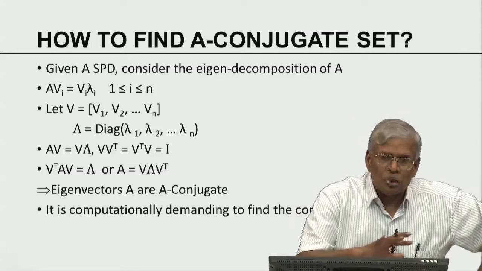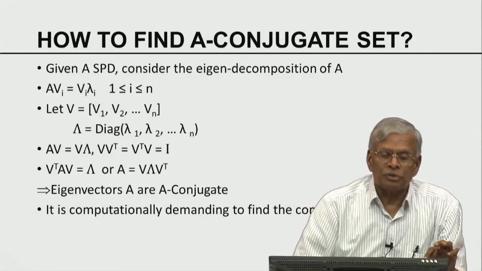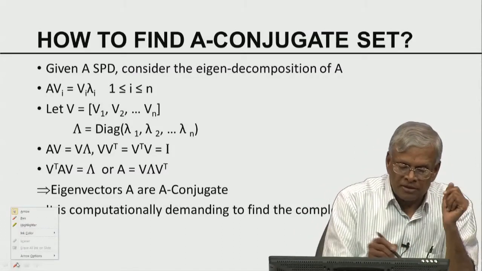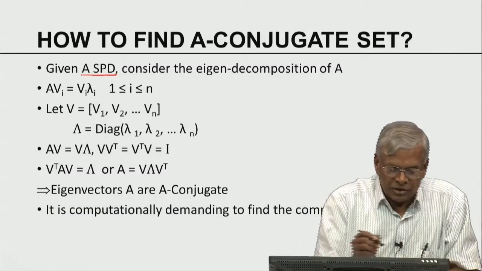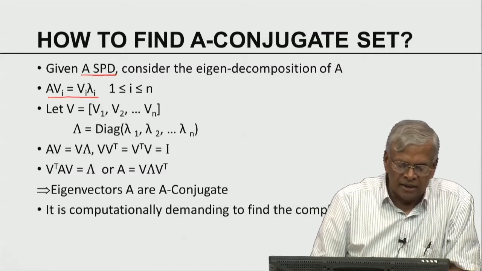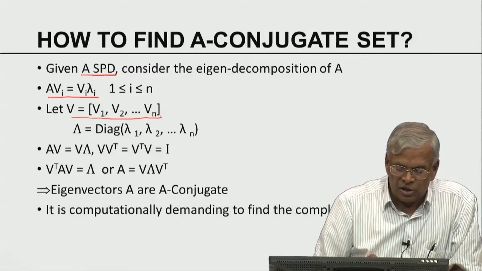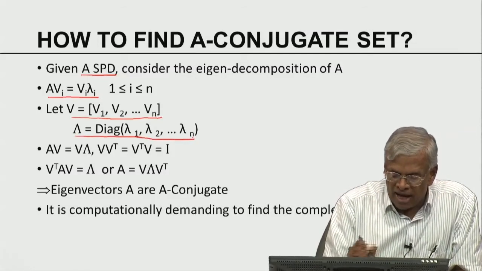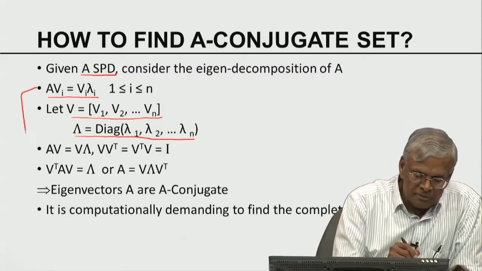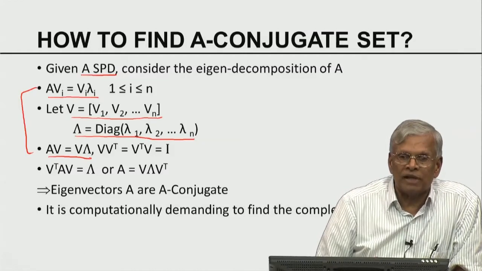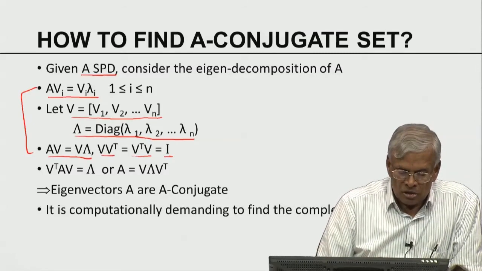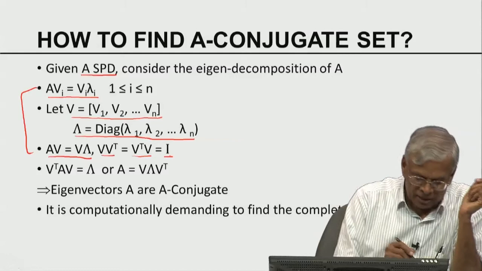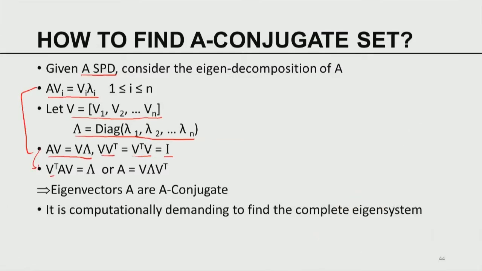So in order to show such conjugate directions exist, I am now going to start with a given matrix A which is SPD. Consider the eigen decomposition A Vi is equal to Vi lambda i. I am going to consider a matrix of eigenvectors V, and a matrix lambda of diagonal elements. This relation can be expressed as a matrix relation A V is equal to V lambda. V transpose V is I. Therefore, from this relation we now have either V transpose A V is lambda, or A is equal to V lambda V transpose.